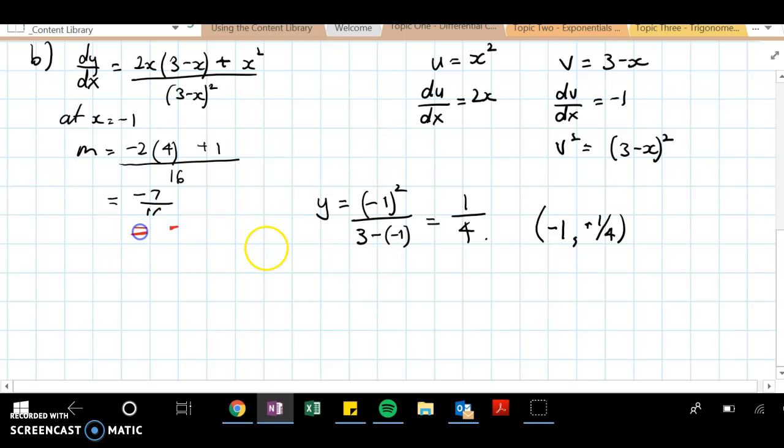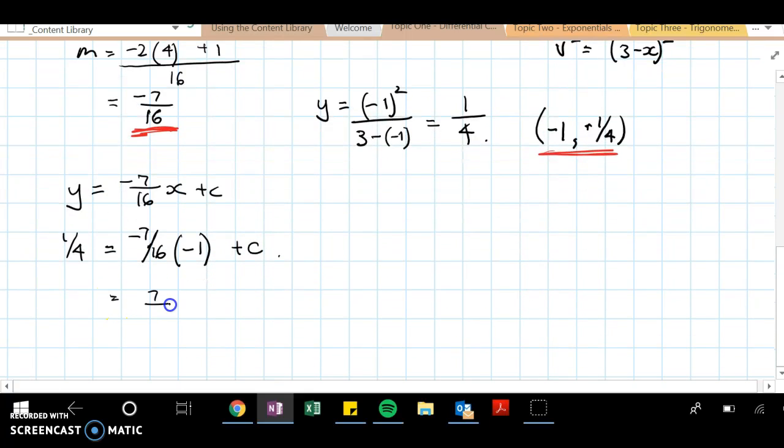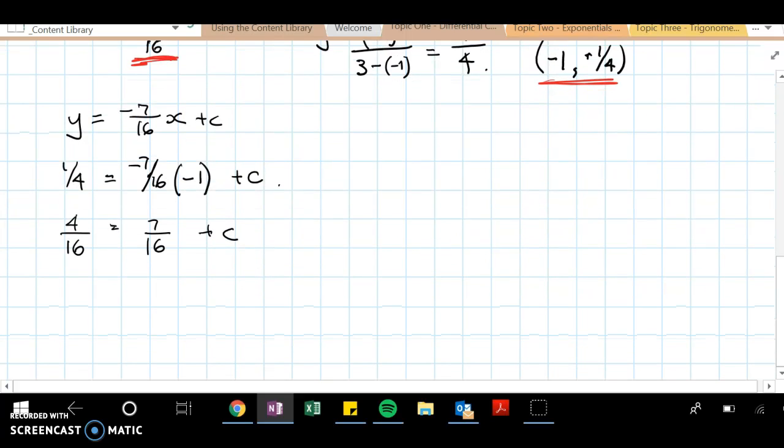So we've got 2 bits of information. Those bits substitute into our equation for our tangent. Y equals m is negative 7 on 16, lots of x plus c. Substitute in our point, 1/4 equals negative 7 on 16, lots of negative 1 plus c, and we can find our c value from there. At the same time, I'm going to say that is 4/16. Take the c, or move c across, we end up with negative 3 on 16.